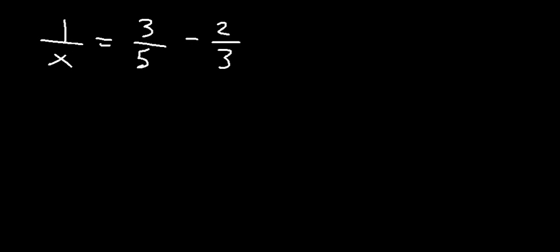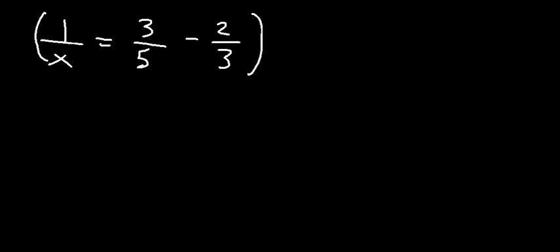What about this one? 2x over 5 plus 1 over 3. Let's say that's equal to, actually before you do that one, I have a different problem that I want to do first. 1 over x is equal to 3 over 5 minus 2/3. So how can we solve for x when it's in the bottom?